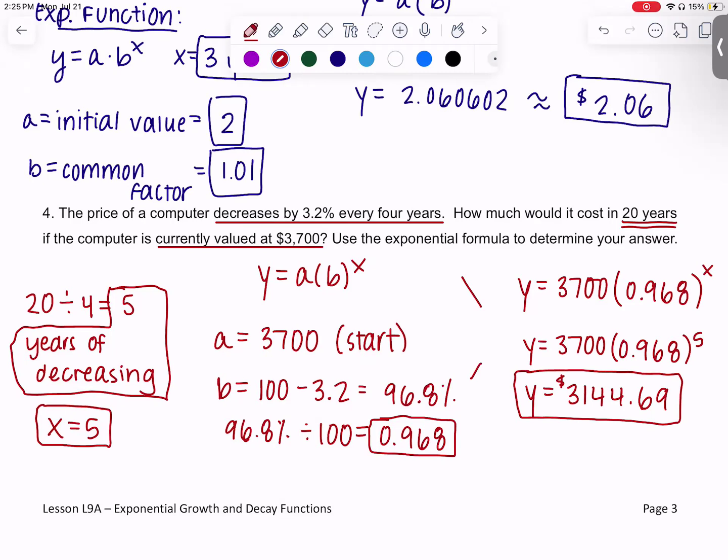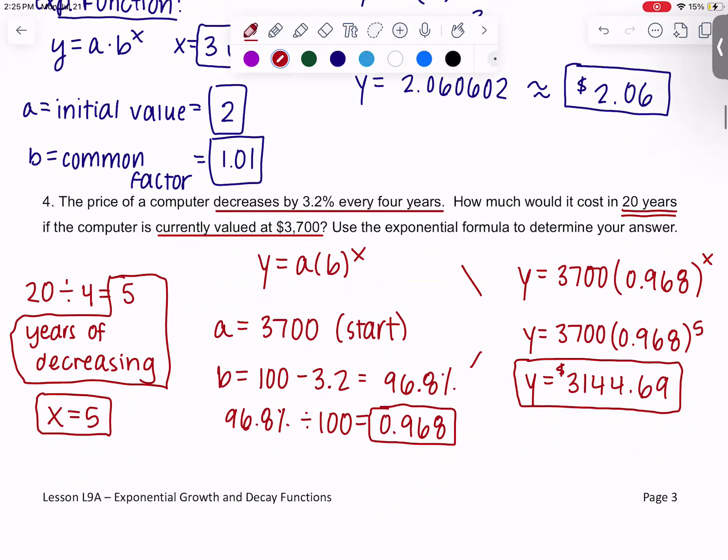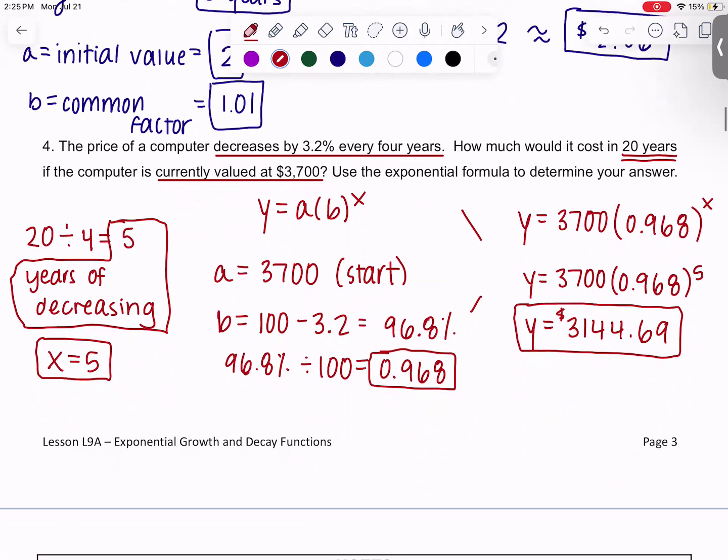Okay, so it decreased by 3.2%, meaning our b value, what we multiply by every year or every 4 years, is 96.8% of the price. In the last example, it increased by 100%. So we go up 100, we're multiplying by 101% every year, or 1.01. Our b value was bigger than 1. Now our b value is less than 1. Let's go to the next page.